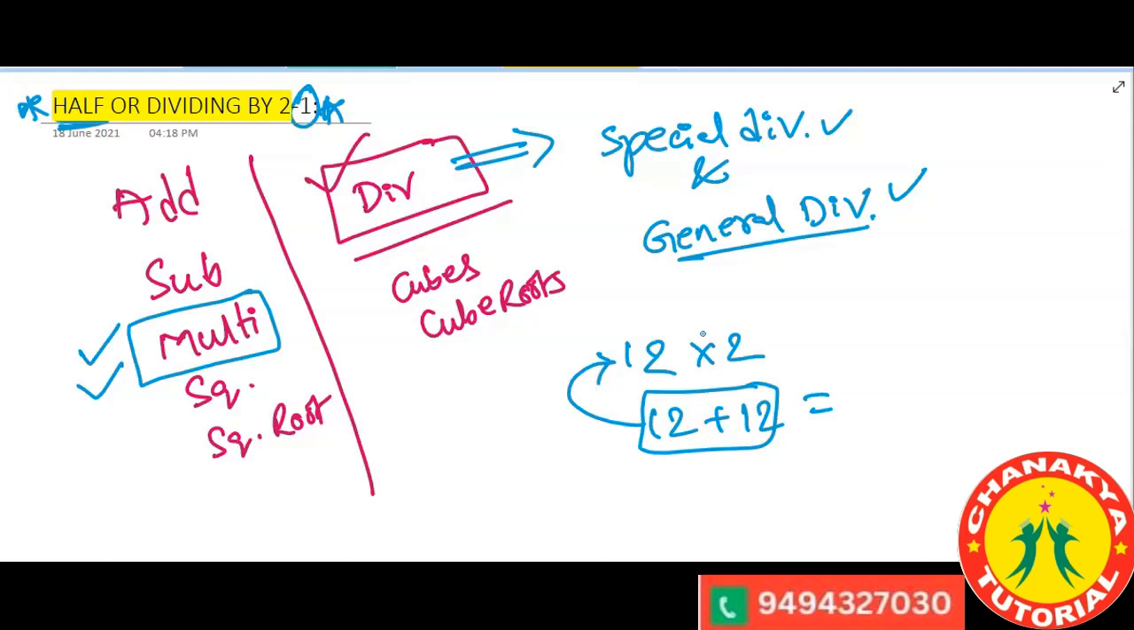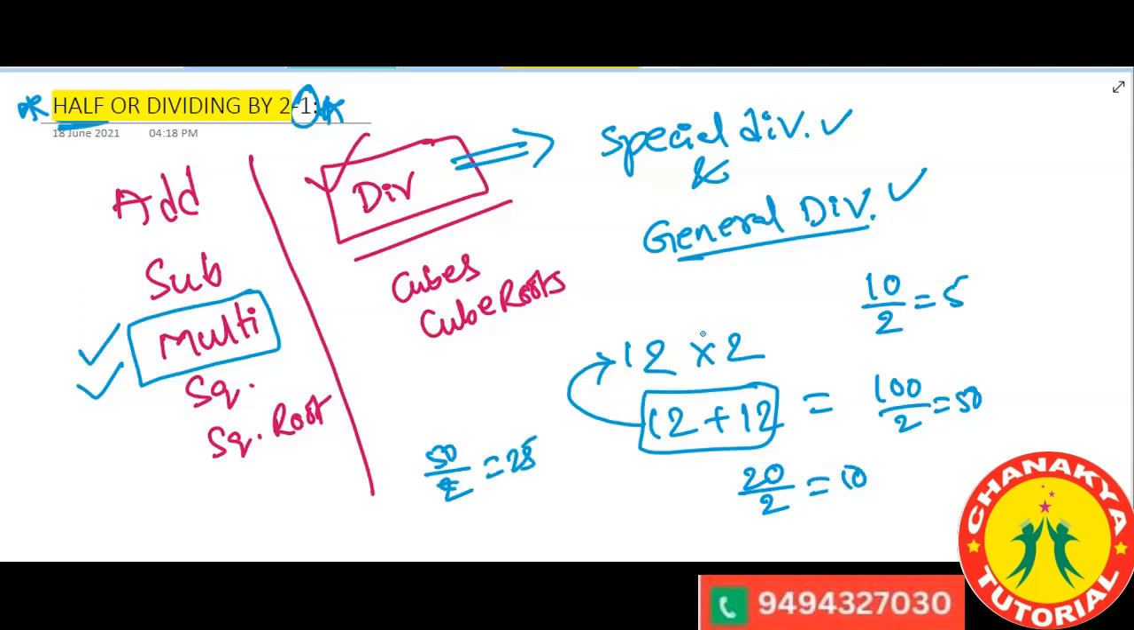Okay, tell me, 10 by 2 is how much? Half of 10 is 5. Half of 100 is 50. Half of 20 is 10. Half of 50 is 25.